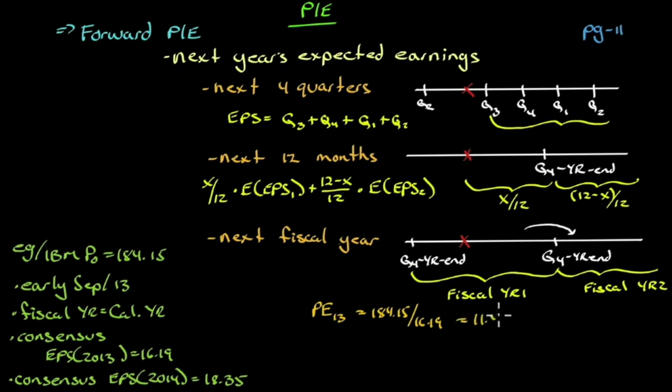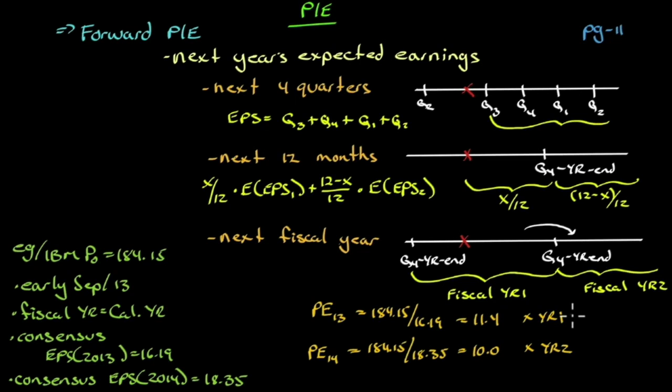Here we get 11.4. If we were using next fiscal year, PE 14, we get 184.15 over 18.35. This gives us 10. So we're not even going to consider the last 4 months here. We're going right into the next year and using nothing but the next fiscal year. So this is typically expressed as 11.4 times year 1 or 10 times year 2 fiscal earnings. And when you see year 1 fiscal earnings, that's the year we're in. You just have to say, well, how many quarters are actual, how many are still forecasted? It could be none have happened. It's January 1st.